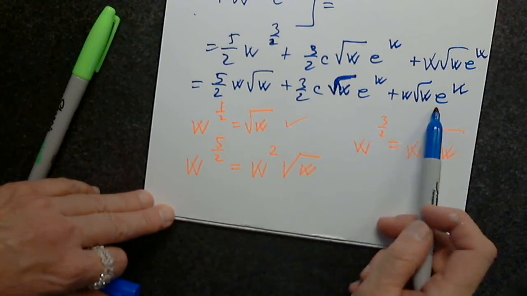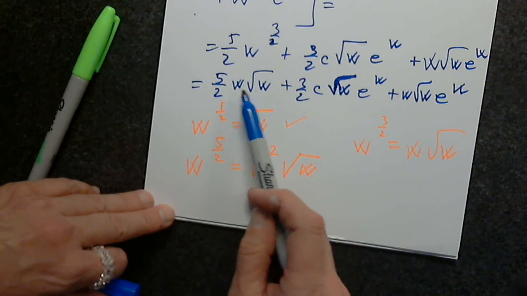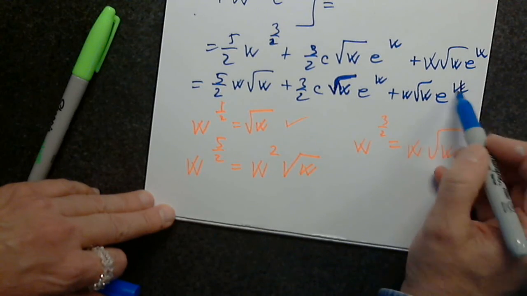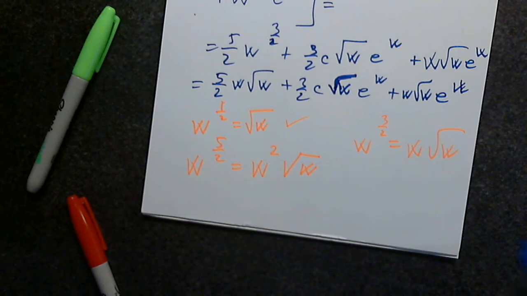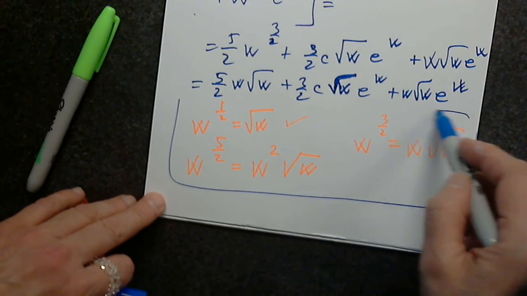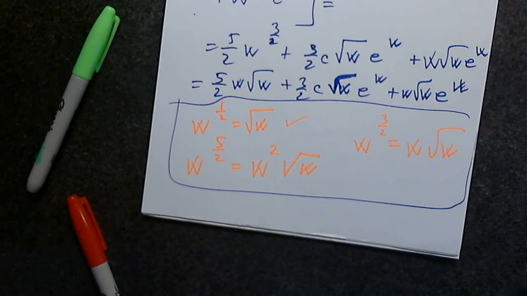Because these two are not like terms. They both have w, the square root of w, but they don't both have e to w. So you could factor out if you wanted, but there is no need. But please remember this analysis. It will save you a lot of time.